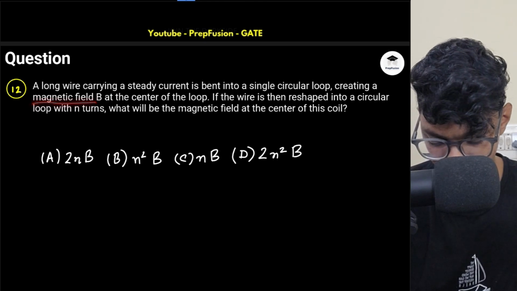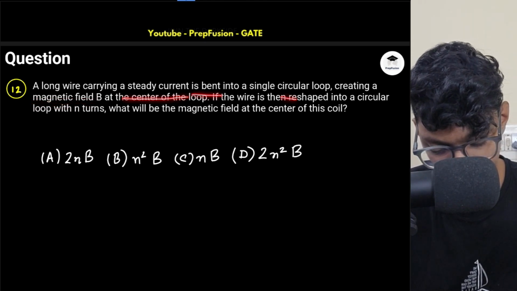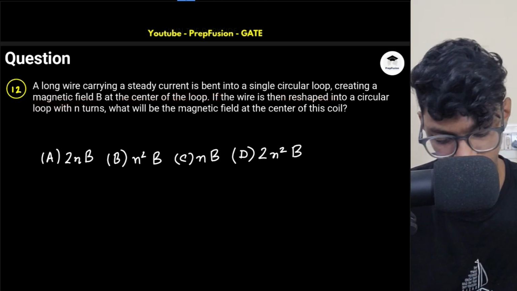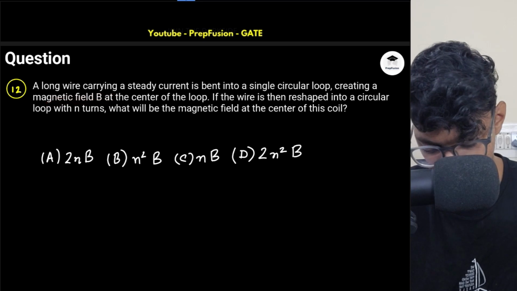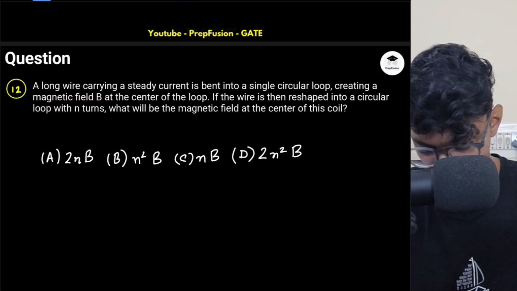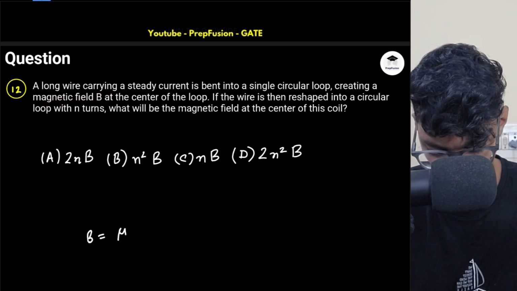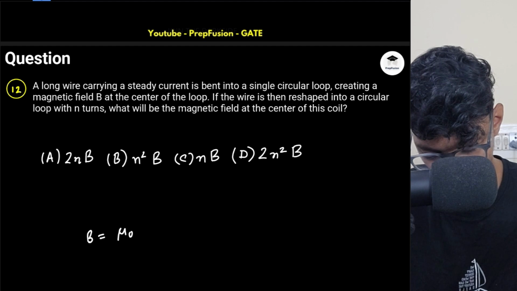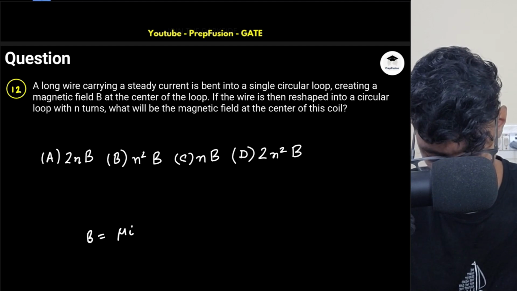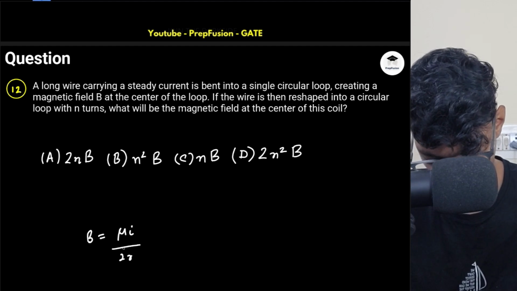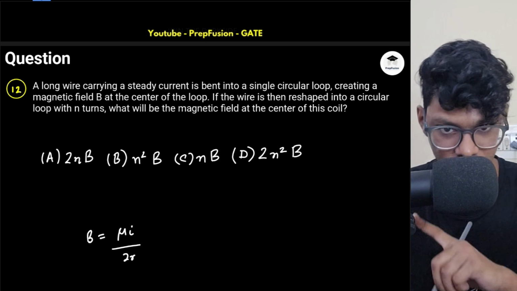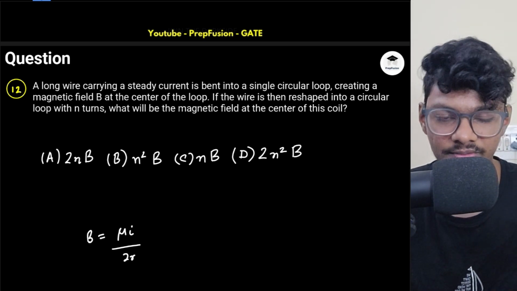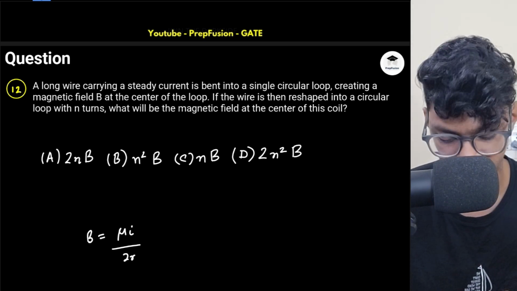A long wire carrying a steady current is bent into a single circular loop. So we have a single circular loop creating a magnetic field B at the center of the loop. What is that B value equal to? B equals mu naught I by 2r. This formula you have to remember. It's easy to remember. If you don't want to remember, you can obviously derive it in seconds.